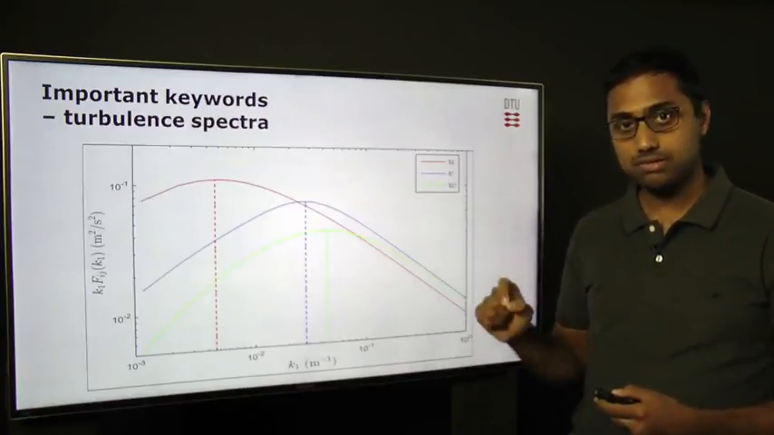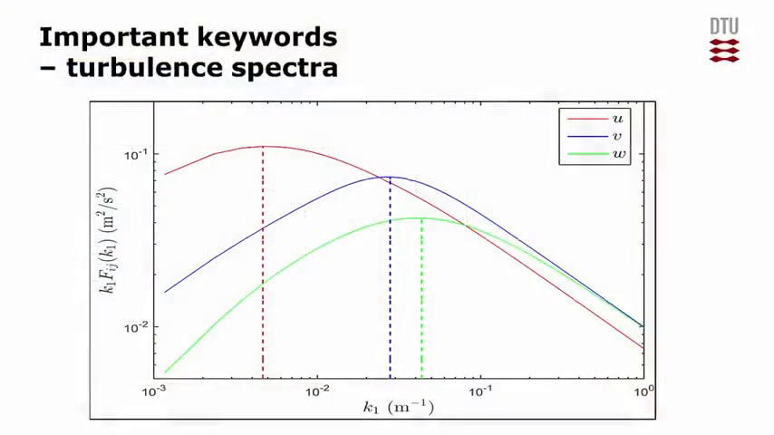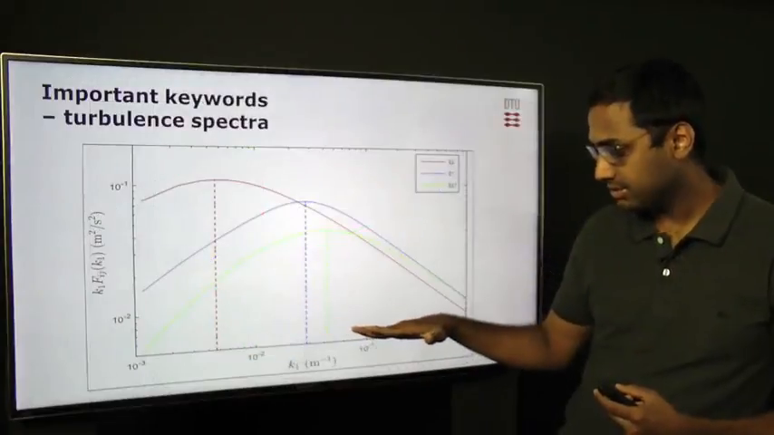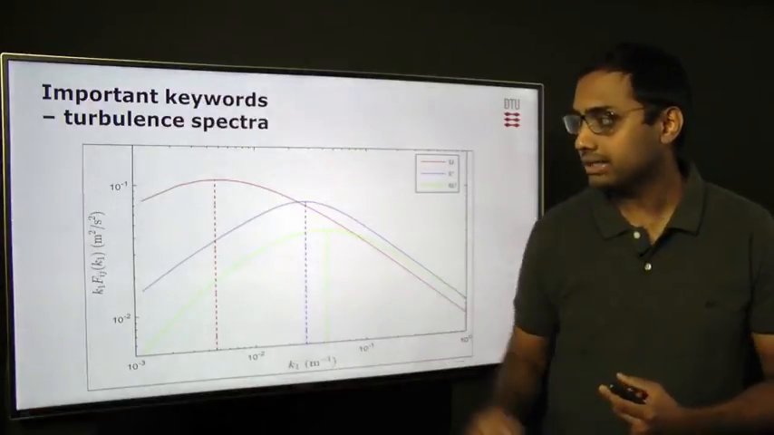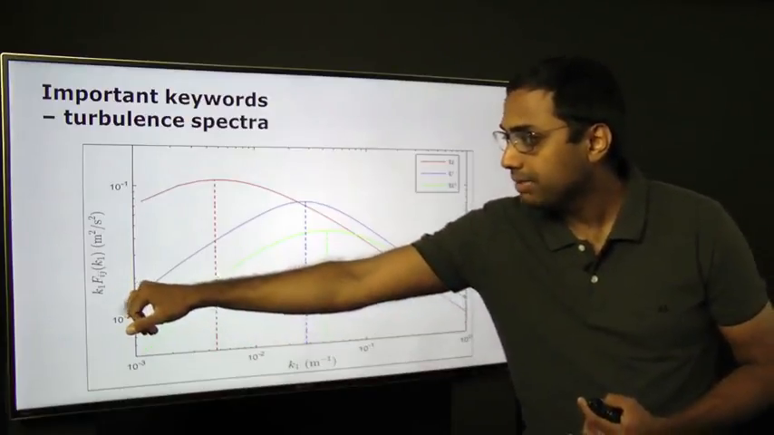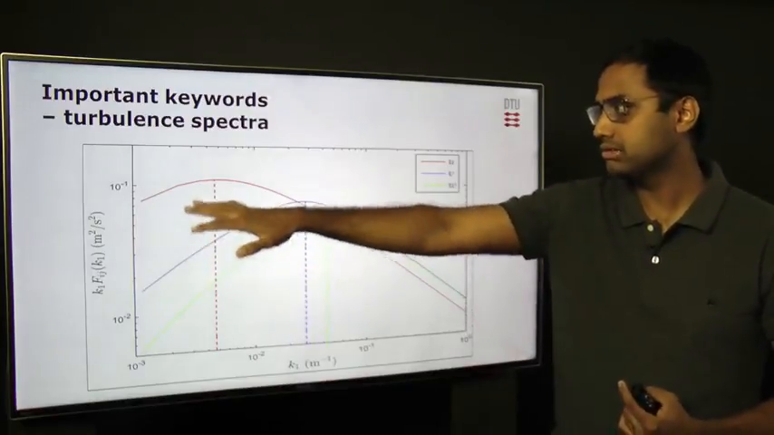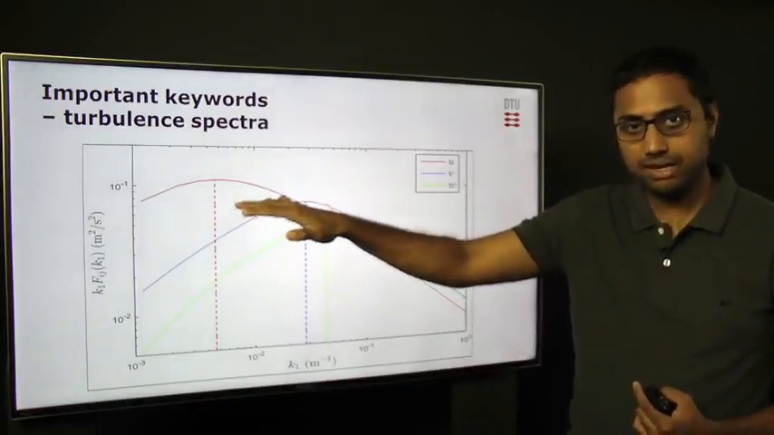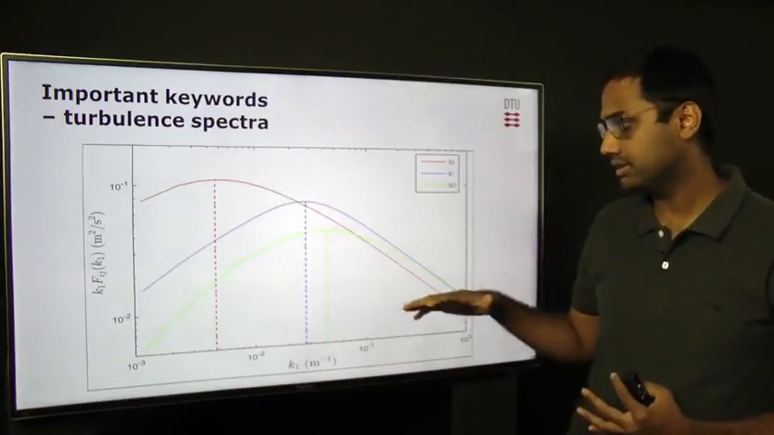Turbulence spectra is also a very important keyword that is frequently used. As mentioned before, it gives us the distribution of the kinetic energy in the wind with respect to the frequency. So on the x-axis, you normally have the frequency or the wave number, which is the inverse of the wavelength. On the y-axis, we normally have the pre-multiplied spectrum, multiplied by the wave number or the frequency. The pre-multiplication is done in order to get the peak in the spectra very clearly. Otherwise, it's very difficult to see where the peak energy lies on the spectrum.